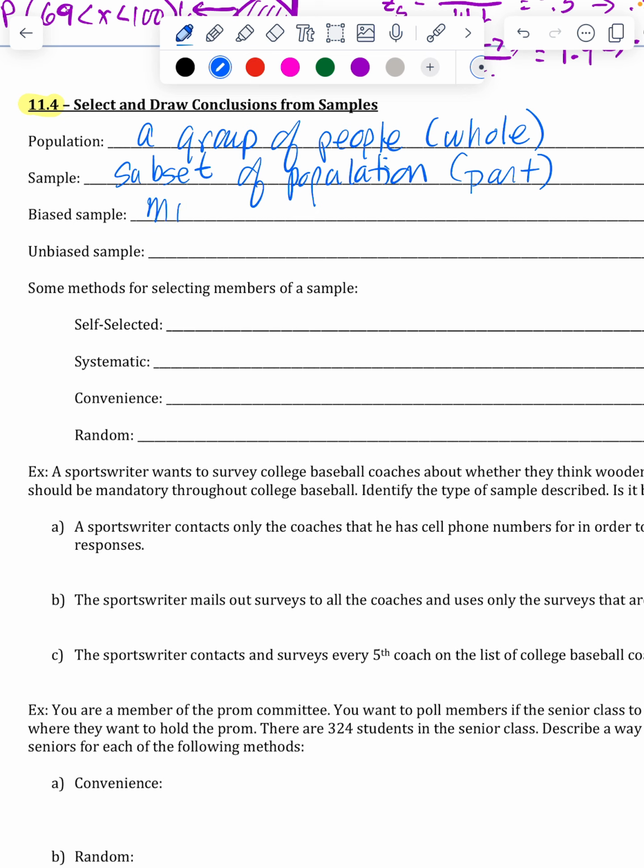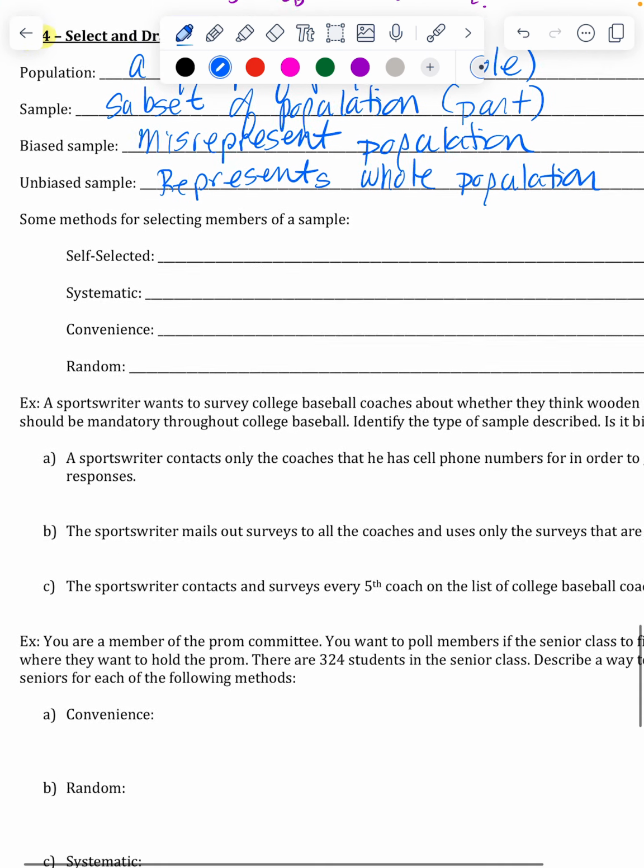A biased sample is going to misrepresent the population. So for example, depending on who you ask about something, you can get a really biased answer. If you ask all the band kids whether they think music programs should get cut, they're all going to say no because they're in band. So that's a misrepresentation of the entire population, where some people might think it should, which it shouldn't because band is amazing. An unbiased sample is obviously the opposite, and that's one that better represents the whole population. Without asking the whole population, you can't represent it perfectly, but it's a better, clearer representation. It's a little more fair.